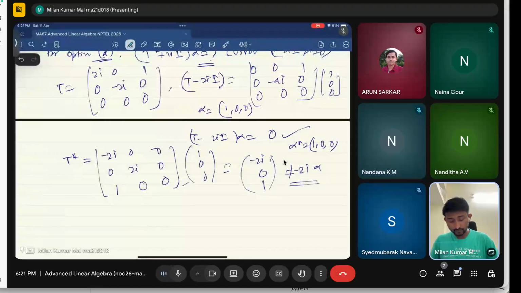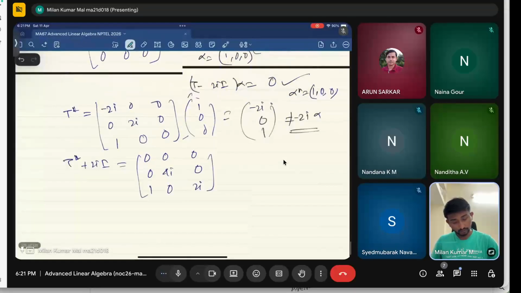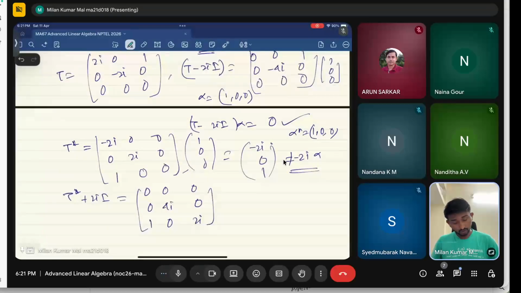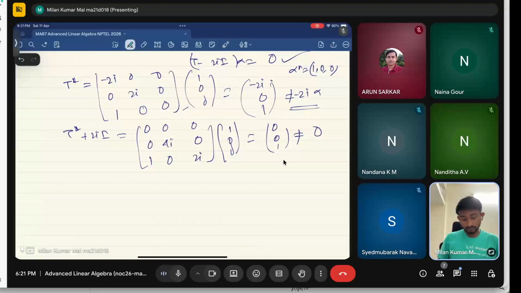T star plus 2i times identity, what is it right now? Right now it is 0 0 0, 0 4i 0, and 1 0 and 2i. Here it is minus 2i, but that is not going to do anything. So 2i. If I multiply with 1 0 0, what will it be? It will be 0 0. First one will be 0, second one will be 0, third one will be 1. So this is of course not equal to 0.